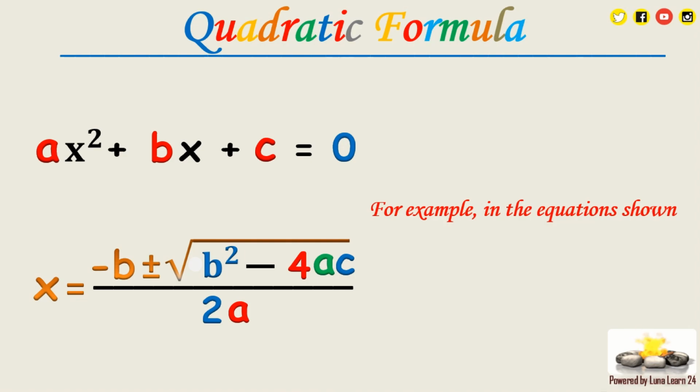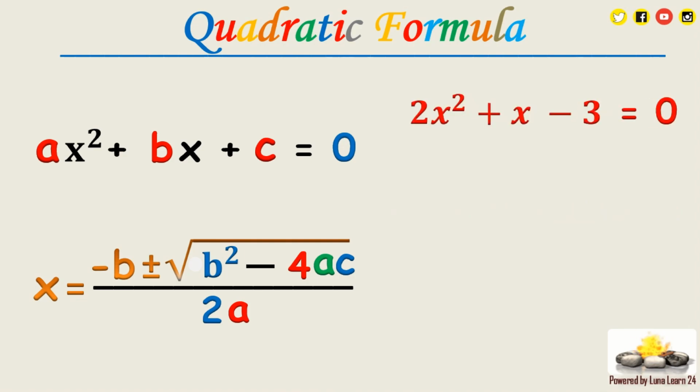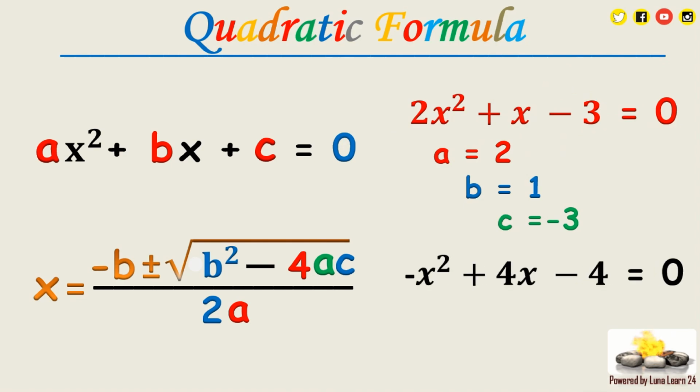For example, in the equation shown by the side, 2x squared plus x minus 3 equals 0, the values of a, b, and c are respectively a equals 2, b equals 1, and c equals negative 3. Equally, for negative x squared plus 4x minus 4 equals 0, the values of a, b, and c are negative 1, 4, and negative 4. Now, let us take an example.